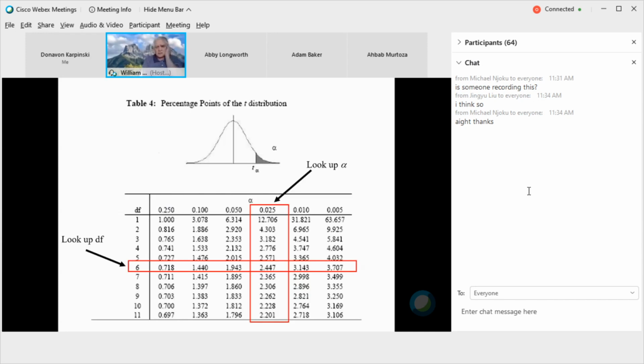There's what the t table looks like. Along the top, we get the area above the values. Along the first column, we get the degrees of freedom. That will be the sample size minus 1. So to look up the t value for a specific value of alpha, you'd look for the value of alpha on the first row, and the value of the degrees of freedom along the first column.